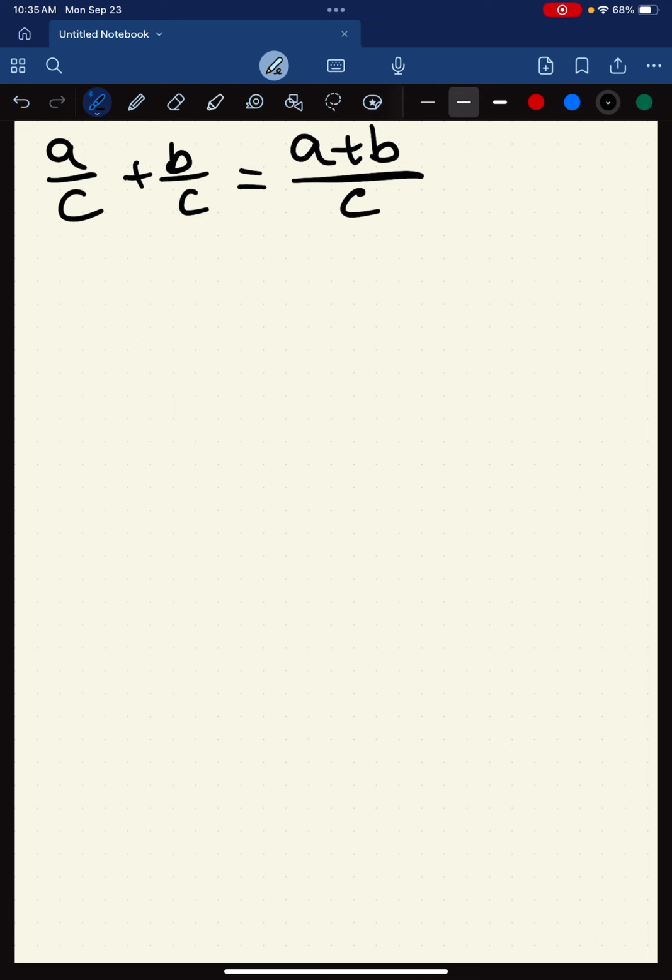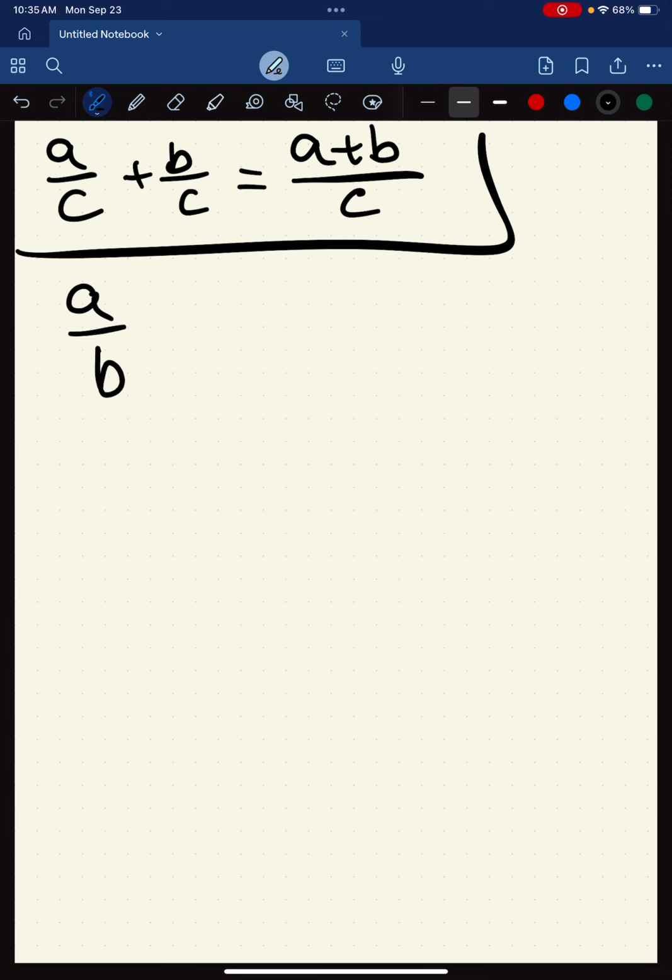So notice that, let's say we have a fraction a over b, or we'll start with an example. Let's say we have a fraction 2/3. Now, if we take 2/3 and multiply it by 1, we haven't done anything, right? It's still 2/3, still equal.